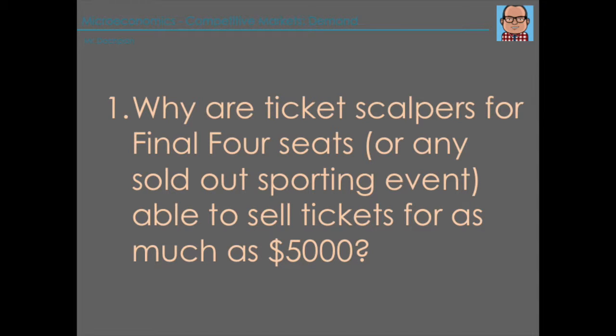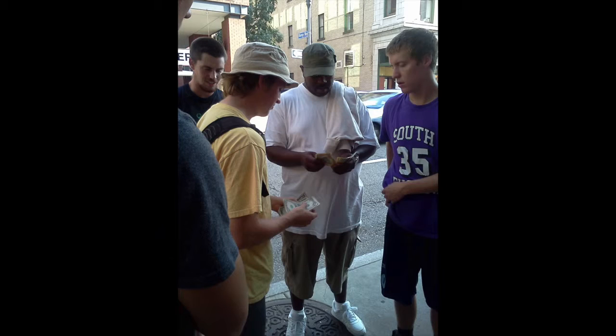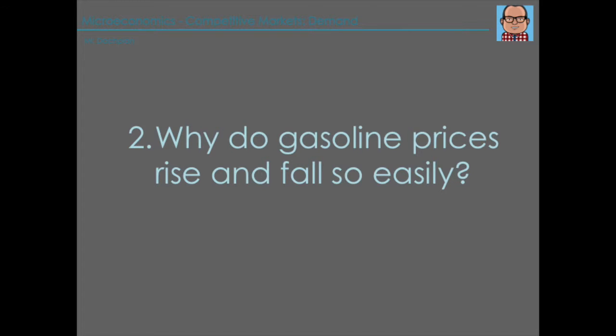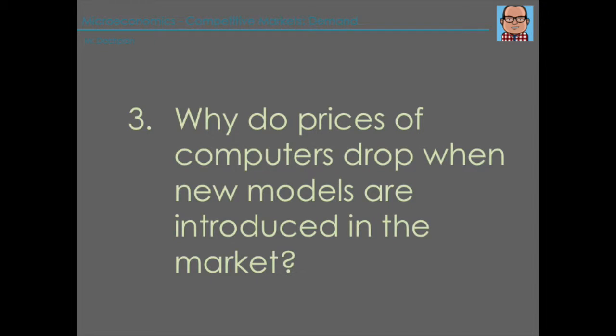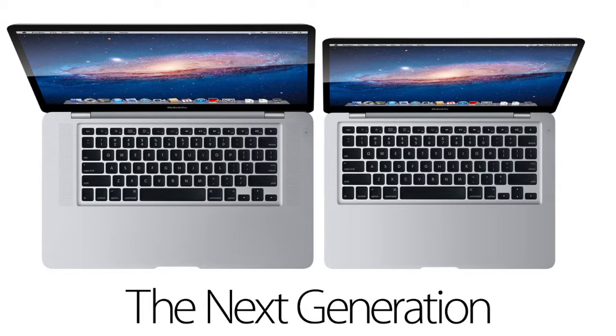The supply and demand model can explain the following events. 1. Why are ticket scalpers for Final Four seats, or any sold-out sporting event, able to sell tickets for as much as $5,000? 2. Why do gasoline prices rise and fall so easily? 3. Why do prices of computers drop when new models are introduced into the market?